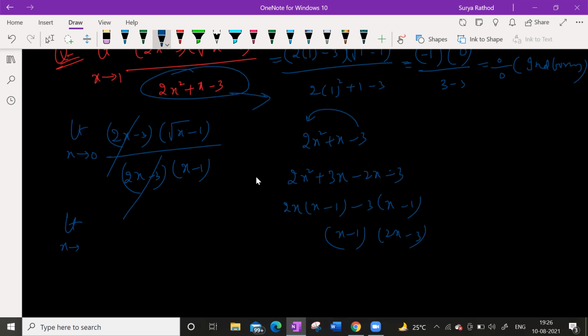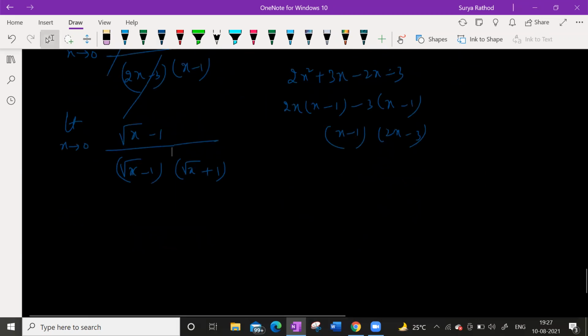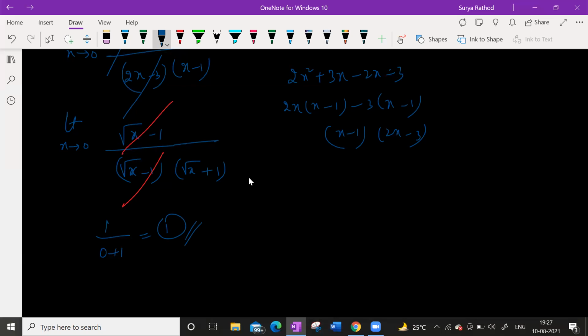So limit x tends to 0, square root of x minus 1 divided by x minus 1. x minus 1 again can be written as root x minus 1 into root x plus 1. Can I write like that? A square minus b square. If you get cancelled again, look at this here. Again, I'll be getting x minus 1 only. Is that clear? Yes or no? Again, this will get cancelled. So what do I remain with now? 1 by, substitute, square root of 0 plus 1. So 1 by 1 is 1 is the answer.